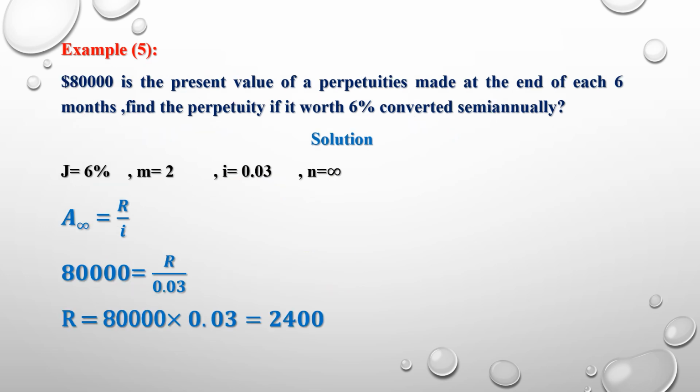Example 5. $80,000 is the present value of perpetuities made at the end of each 6 months. Find the perpetuity if it's worth 6% converted semi-annually. In this example, he's giving you the present value of the perpetuities, which is equal to $80,000. So this is A infinity, not R. This is the present value of the perpetuities, so this is A infinity. And the perpetuity is made at the end of each 6 months. So this is an ordinary perpetuity.